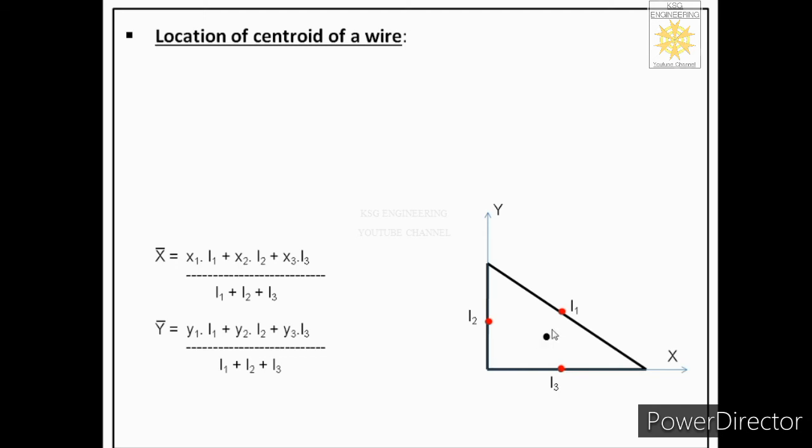Similarly, if we want to find its coordinate from x-axis, that is y bar, we can use this formula. So in place of x1 we will use y1, in place of x2 we will use y2, similarly in place of x3 we will use y3, where y1, y2, y3 are the distances of the centroids of all the 3 wires from x-axis. So these two formulas again will help us to find the coordinates of the centroid of this particular shape.